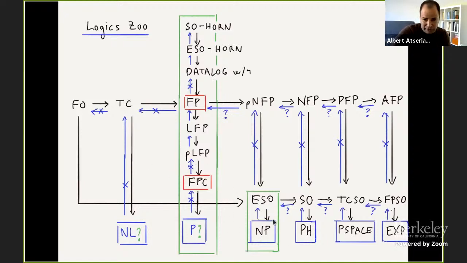So for example, in this green cage here, we have NP, which is completely characterized by existential second order logic. And in fact, this characterization can also be done for the polynomial hierarchy, where you go to full second order logic. You could even do it for PSPACE and exponential time by looking at a certain extension of second order logic.